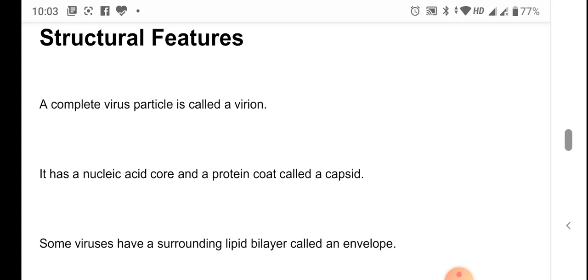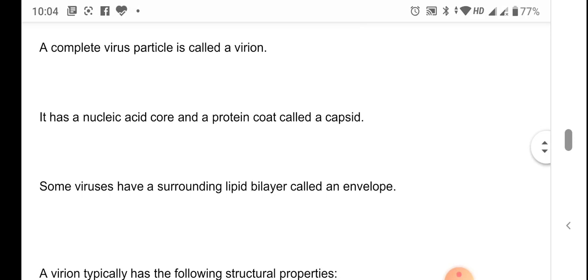Nucleic acid core means the genome. The nucleic acid can be RNA or DNA, and this RNA or DNA is surrounded by a protein coat. That's all the virus has. And in certain cases, this protein coat will be covered by a membrane. In certain viruses like HIV, it will be covered by a membrane, and that membrane is known as the envelope. Some viruses have a surrounding lipid bilayer, known as an envelope. So for certain viruses like HIV, there will be an envelope covering the protein coat.